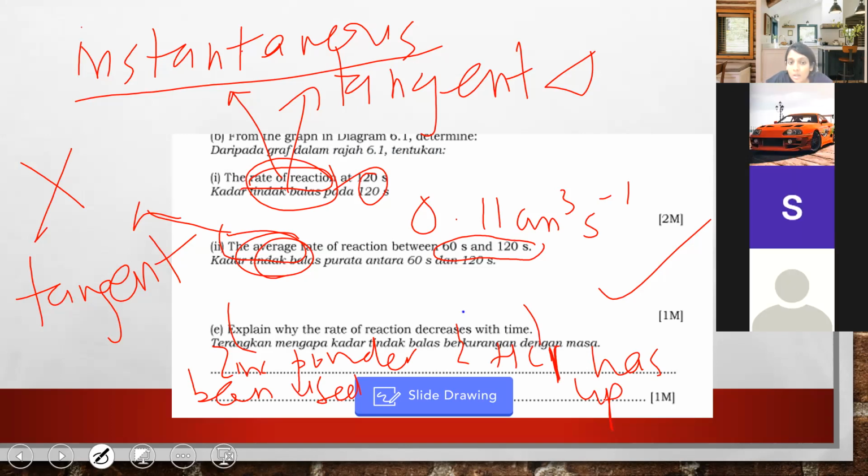For that question, if we write less concentrated, is it acceptable? Which question? For part E? You put less concentration, is it? No. Whenever they ask you this question, the way teacher answers this is the only answer. No other answers at all.